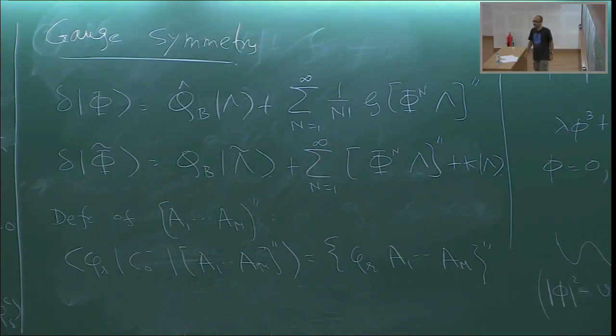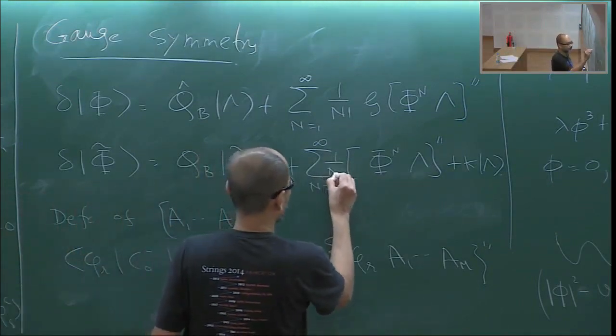Why does one of them have a 1 over n factorial? Oh, both of them should have. This is also 1 over n factorial. Thank you.